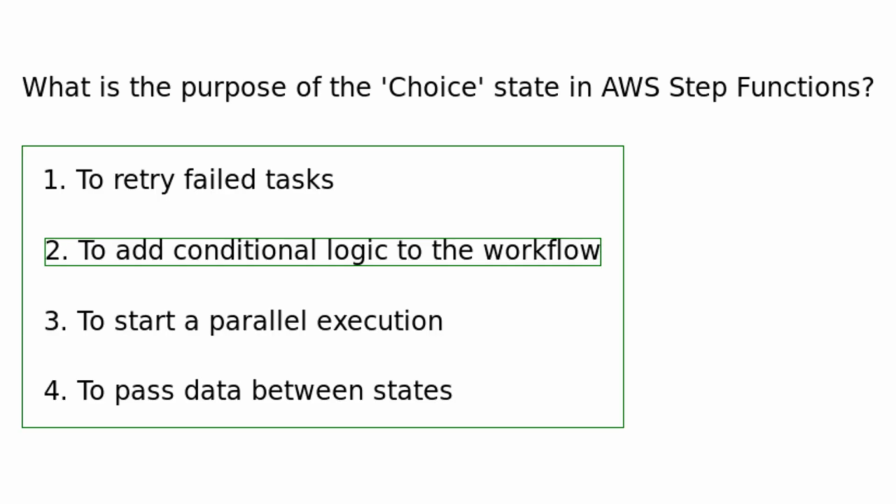The choice state in AWS Step Functions allows you to add conditional logic to your workflow, directing the flow based on the output of a previous task or predefined conditions.